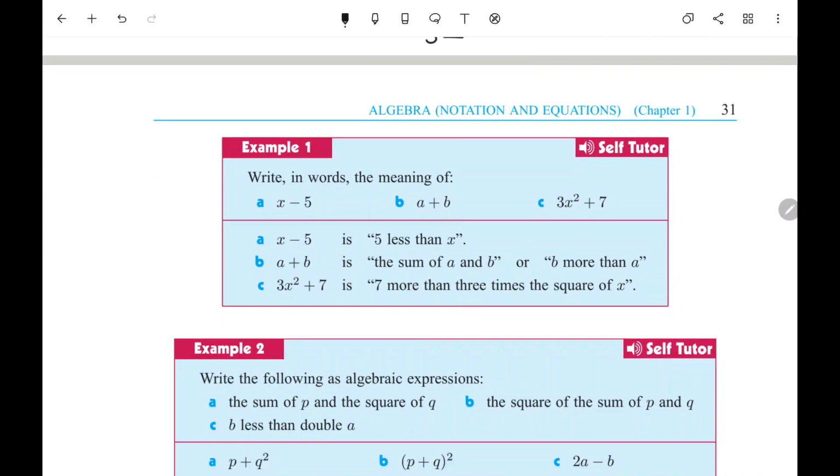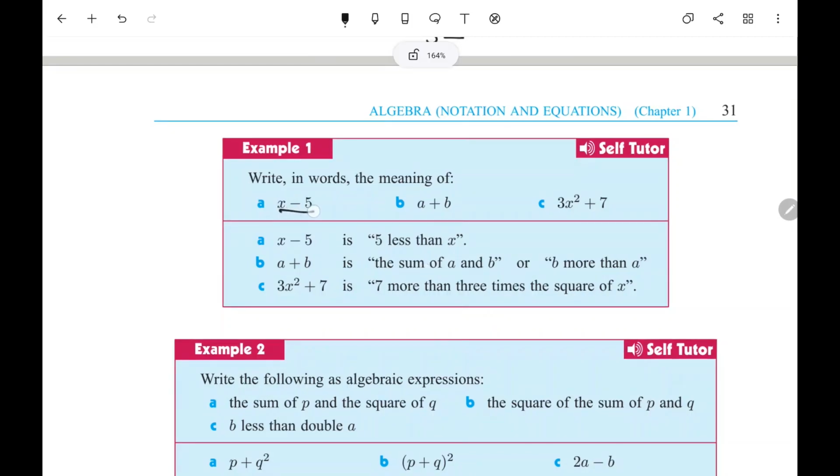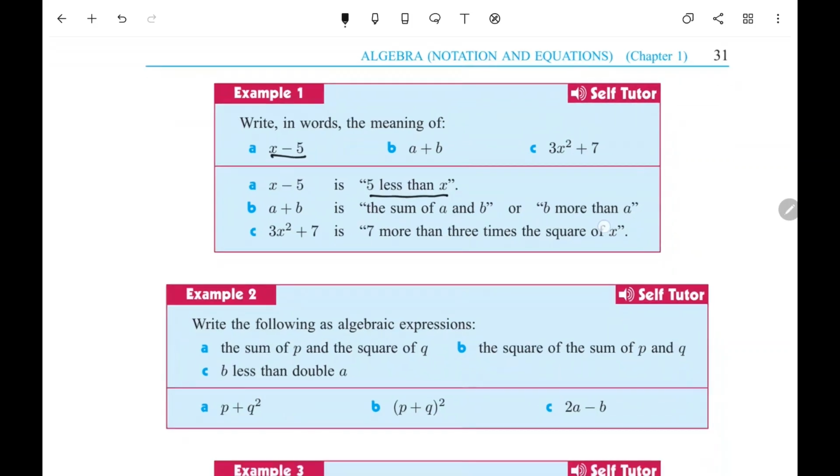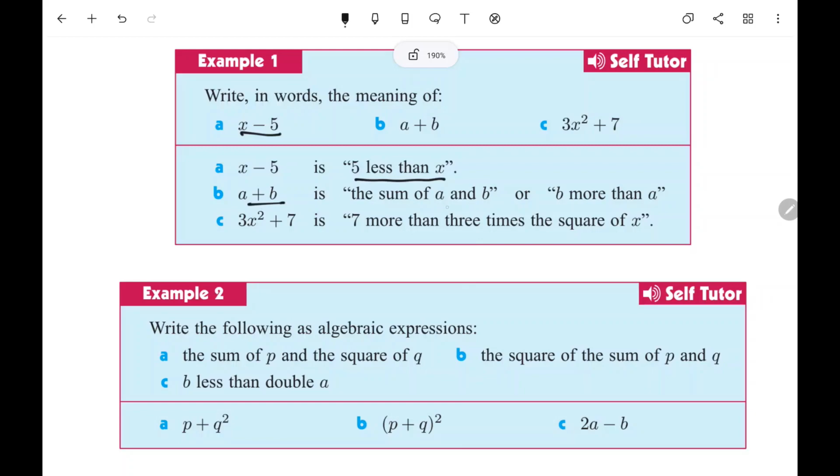We are asked to write in words the meaning of x minus 5. x minus 5 is 5 less than x. I know that you got this notion before in MPY 3, during chapter 15 if I'm right. a plus b means the sum of a and b, or b more than a. 3x power of 2 plus 7 means 7 more than 3 times the square of x. Power 2 means square; power of 3 means cube.